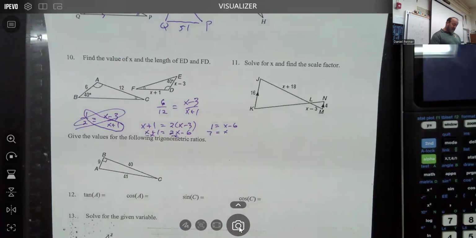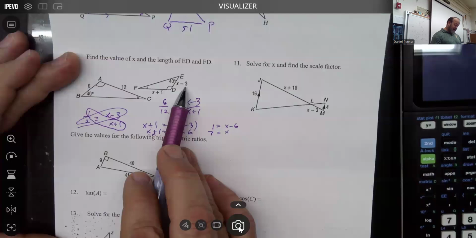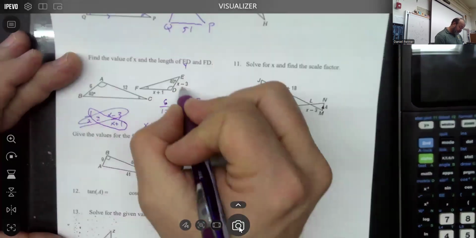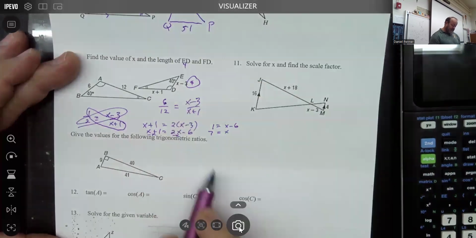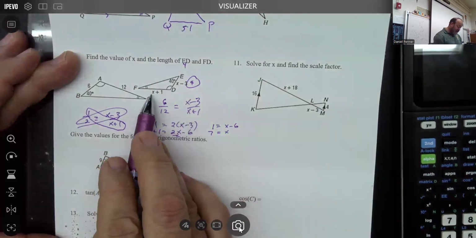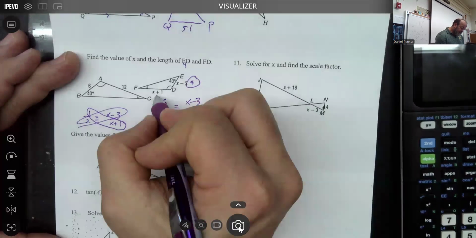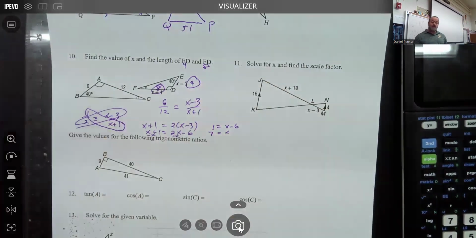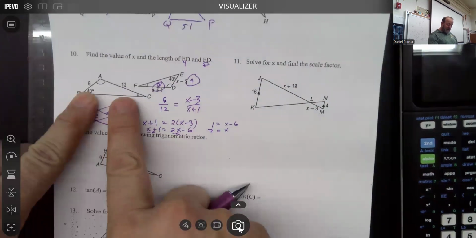If I plug in 7, then 7 minus 3 is in fact 4. The length of ED is 4. I'm going to put a 4 right here. And if I plug in 7 right here, 7 plus 1 is 8. Now, you may not really realize why I'm saying that's nice, but there are all these nice little proportions. Notice the short side is half the length of the long side.